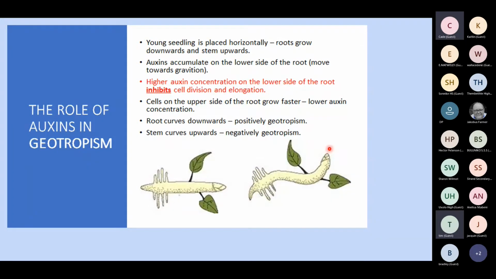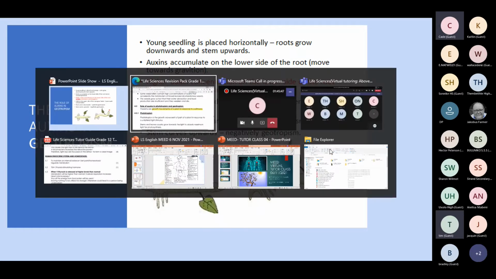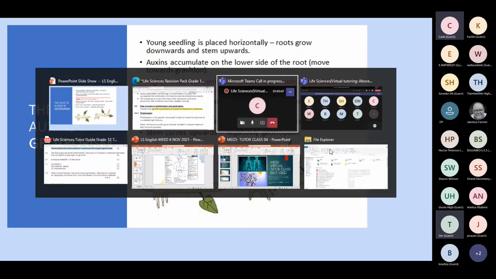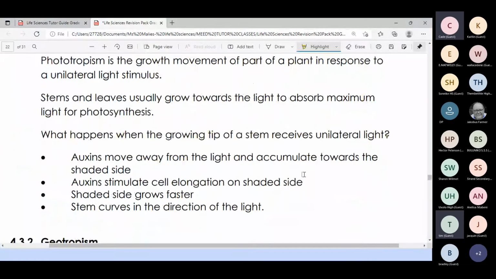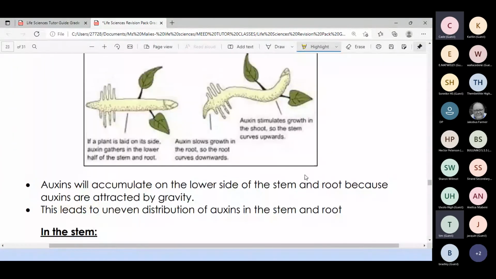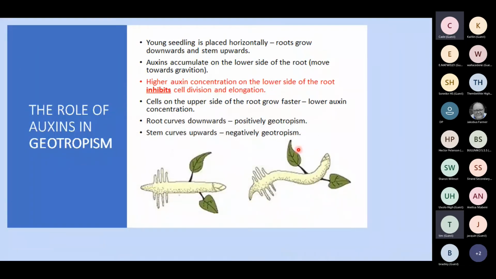If I go back to your booklet, auxins will accumulate on the lower side of the stem and the root, because auxins are attracted to gravity. This leads to an uneven distribution of auxins in the stem and the root. You get me, grade 12? I hope so. We'll deal with a question in a few minutes.